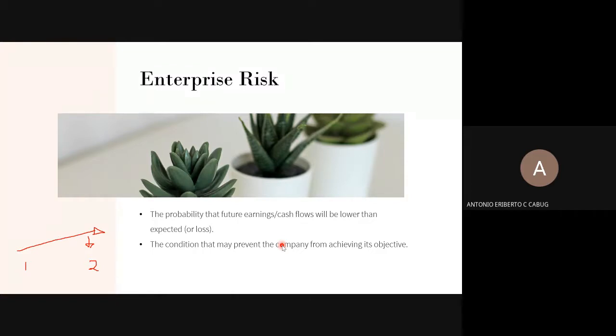It is a condition that may prevent the company from achieving its objective. The condition that may prevent the company from achieving its objective. In other words, the target will not be met. So basically, the meaning of risk is just contextualized in the company as a whole, no? Contextualized from the point of view of the company as a whole. Enterprise risk. The probability that future earnings or cash flows will be lower than expected or worse would result to a loss. Broadly speaking, it's the condition that may prevent the company from achieving its objective.